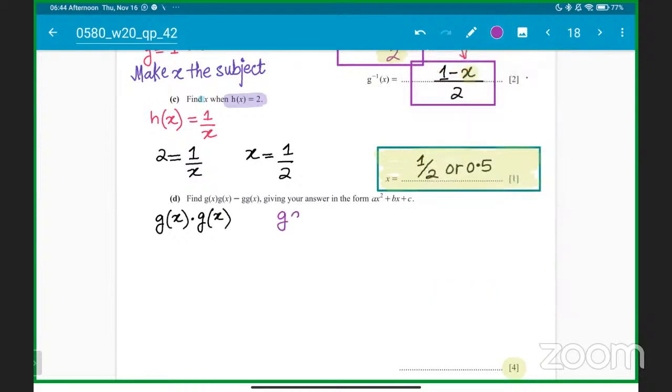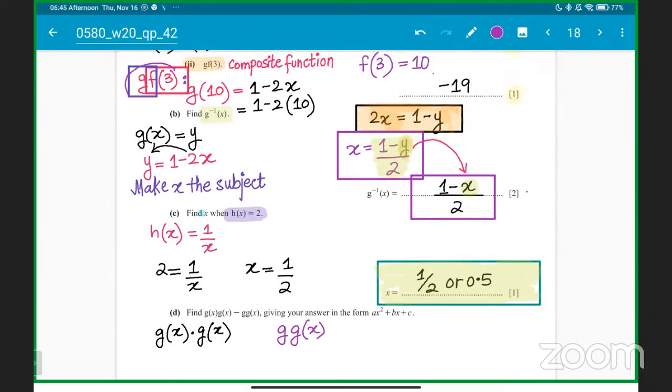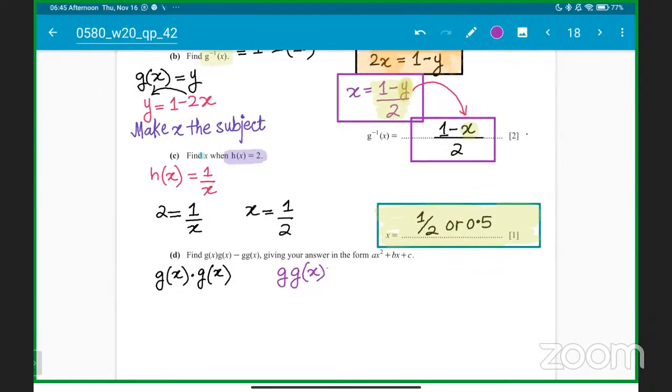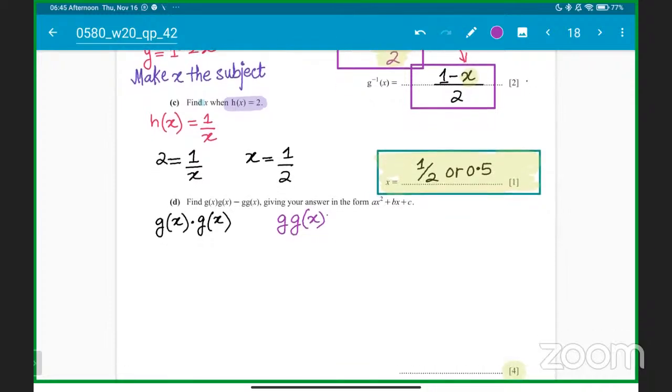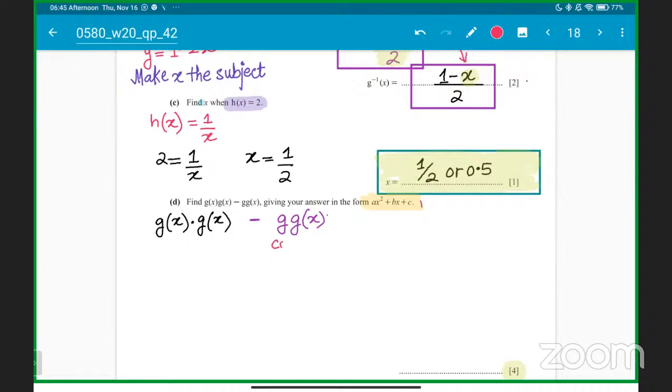And this one, they are saying g of gx. As I always said, if 2 functions come together, it will be called a composite function, right? Understand they both are different. You have to get the answer in the form of ax square plus bx, which means you have to get the answer in the form of a quadratic equation. Students following? I'll write it down for your understanding. This will be called a composite function.